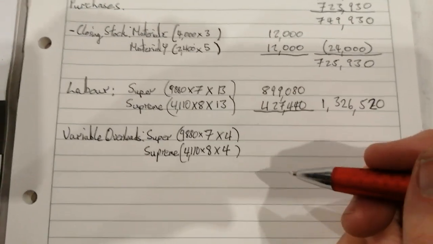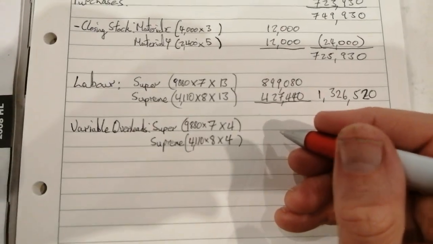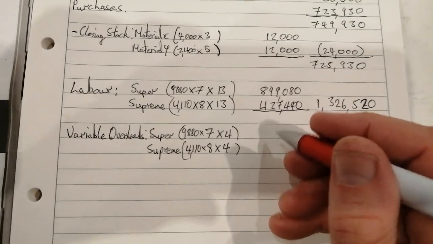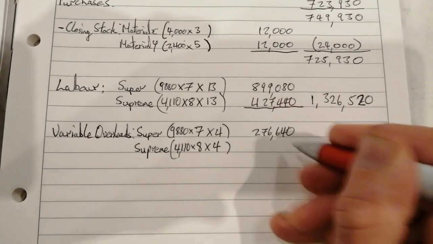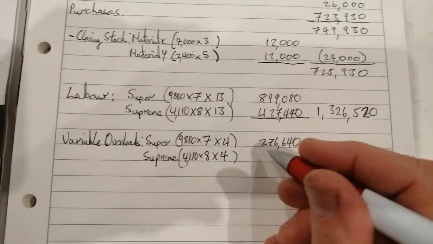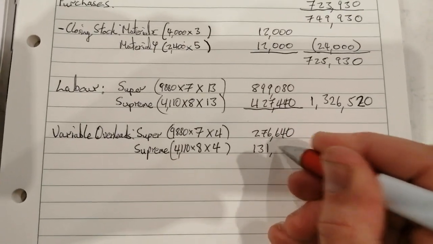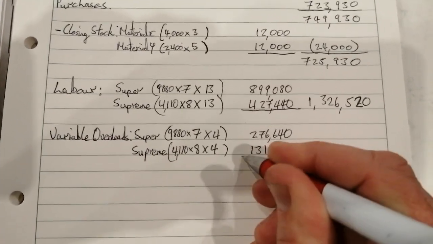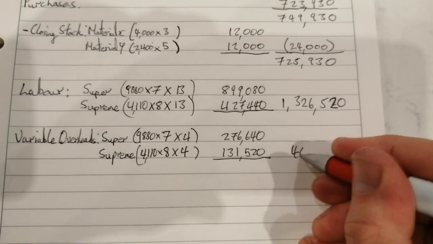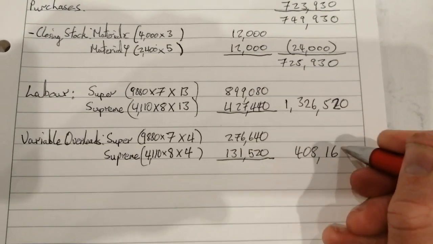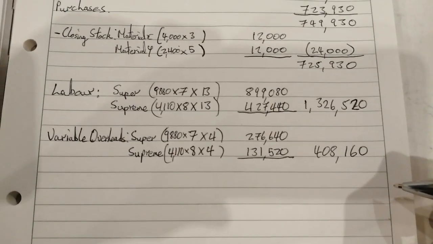Okay. And working that out, hold on, I have that worked somewhere. 276,640. And 131,520. And adding the two of those together gives me 408,160. And that's your total variable overhead costs.